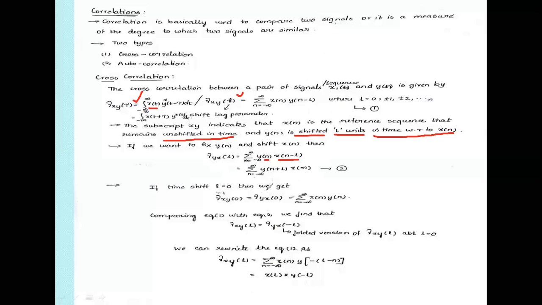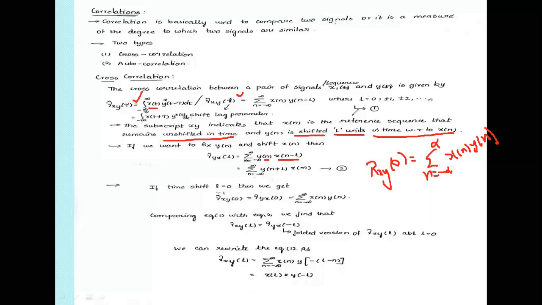If the time shift L is equal to 0, then we get R xy of 0, R xy of L, or tau equal to 0, is the sum over n from minus infinity to infinity. Either the x value or the y value is shifted, either in advance or delay. When tau is equal to 0, it becomes x of n into y of n only. When you substitute L equal to 0 here, y of n, x of n, and here also L equal to 0, y of n and x of n, both are the same.